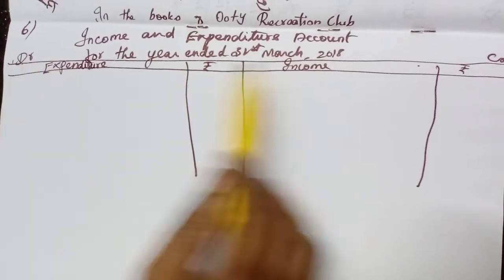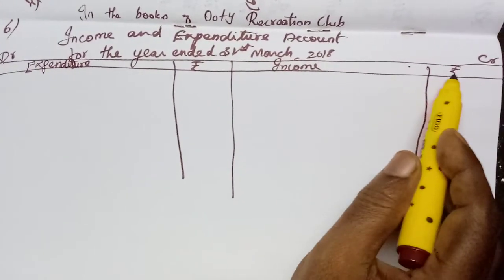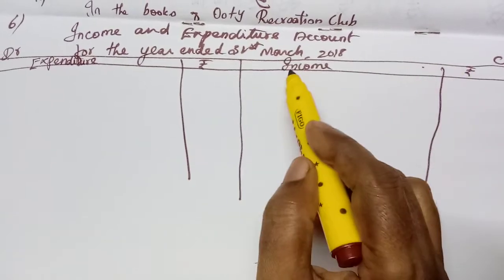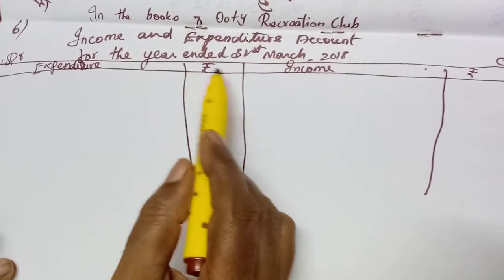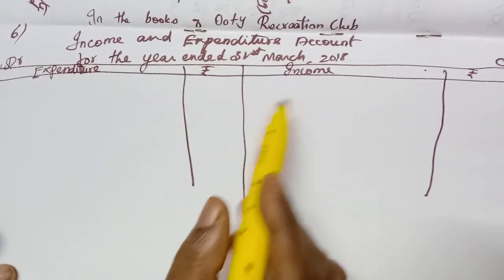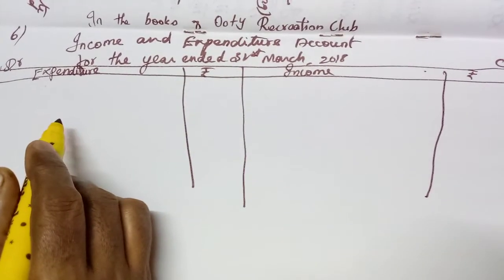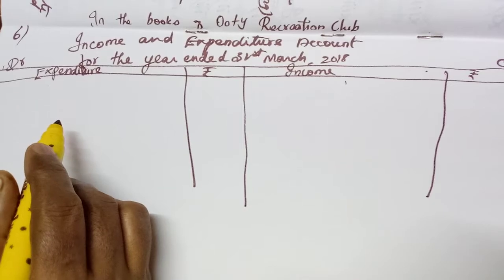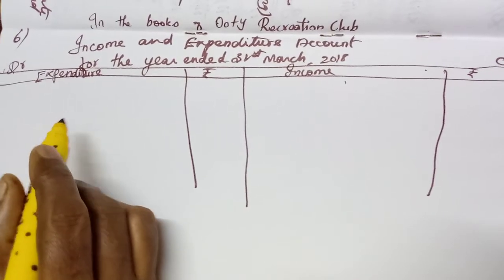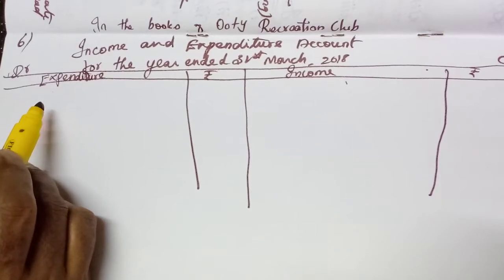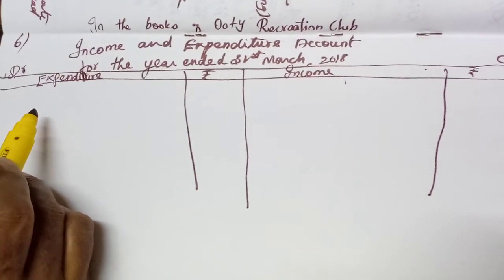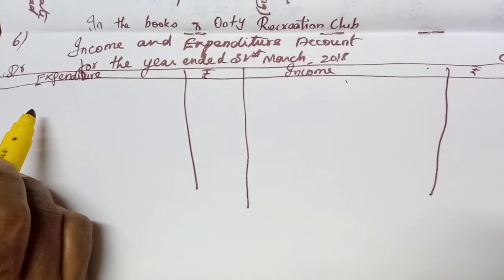Then write debtor, creditor, then on the right side rupees, then income you have to write. Left side expenditure, rupees. The last amount column you take. Okay. Now we have to start from that receipts and payments account. If it is expenditure, you have to see the payment side. Okay, payment side, what is given first?